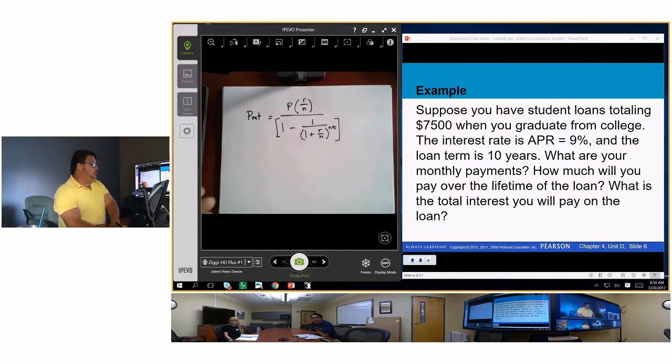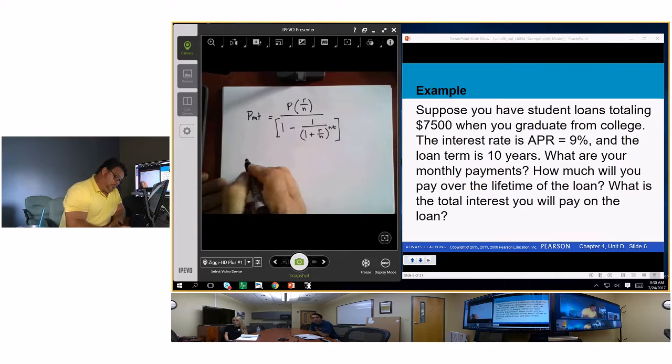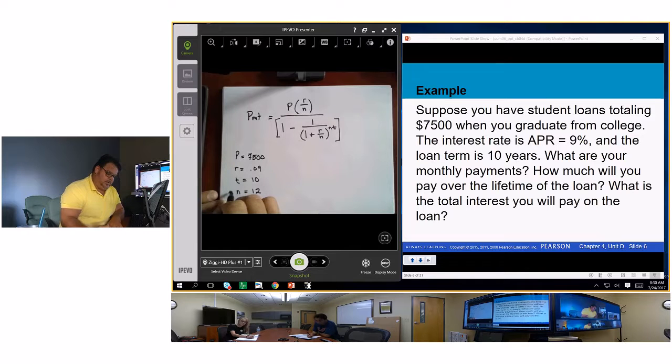So here, our principal is equal to 7,500, and our R is equal to 0.09, and our T is equal to 10, and N is equal to 12. Put a star beside N is equal to 12.